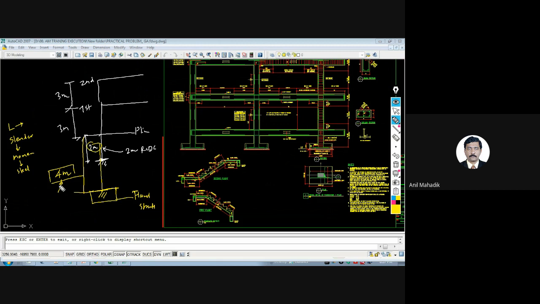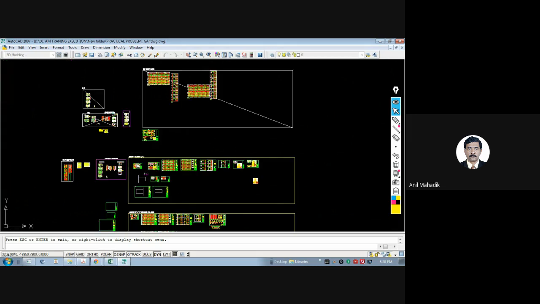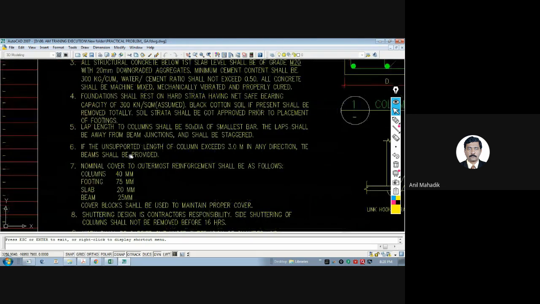So this is the first criteria. You can change the design, or you can add one more tie beam here. Once you add the tie beam, then it will be 2 meters only, and this will also be 2 meters. So this way you can get rid of the redesign, or if you are not interested in providing a tie beam, then design the column again for 4 meter height. So generally we give this standard note, but finally the decision is taken by the structural engineer: if the unsupported length of the column exceeds 3 meters, then a tie beam shall be provided.